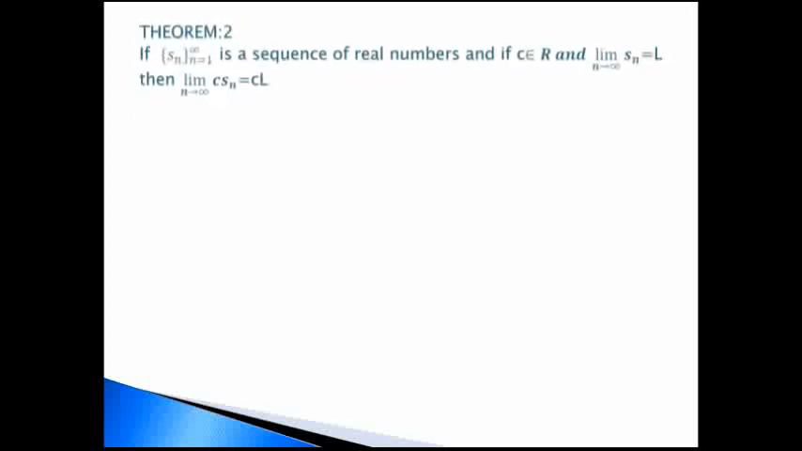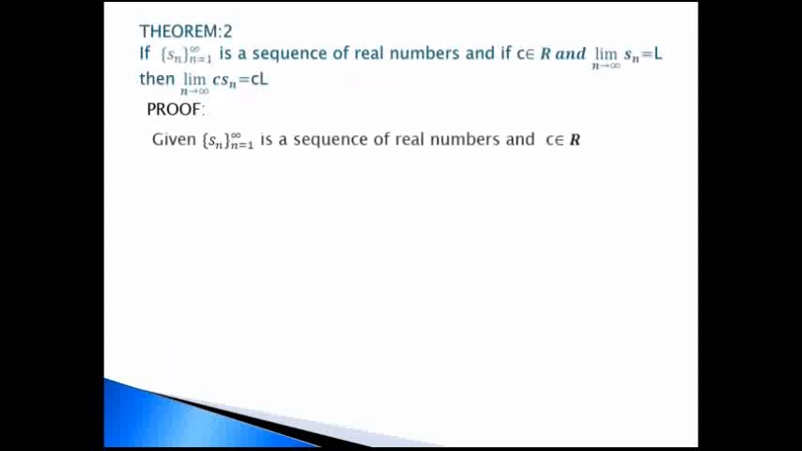Theorem 2. If the sequence Sn, n equal to 1 to infinity, is a sequence of real numbers and if the constant C belongs to the real numbers R and if limit n tends to infinity Sn equal to L, then limit n tends to infinity C Sn equals C L. Proof.